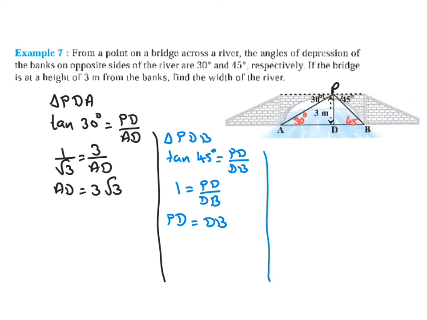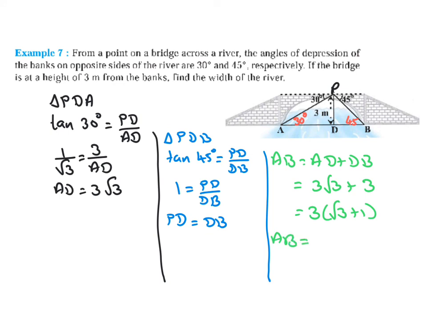So, the length AB is equal to AD plus DB. And AD is 3 root 3 plus BD, which is equal to PD, which is 3. So take the common factor out, root 3 plus 1. So the width of the river is 3 times root 3 plus 1 meters.